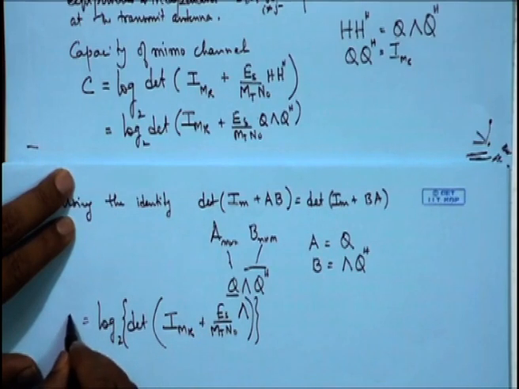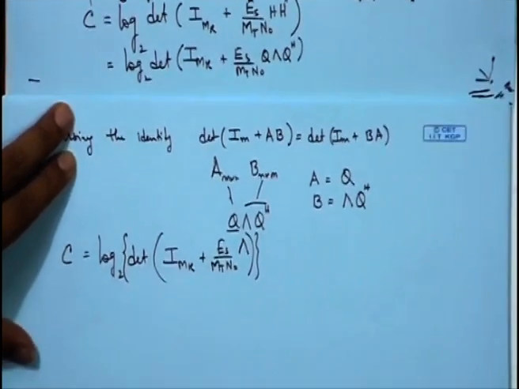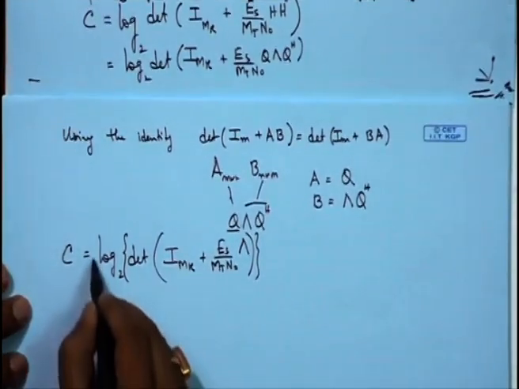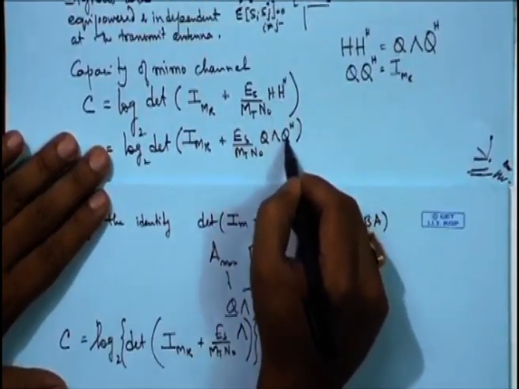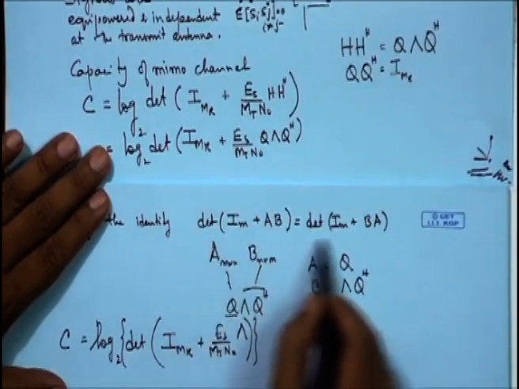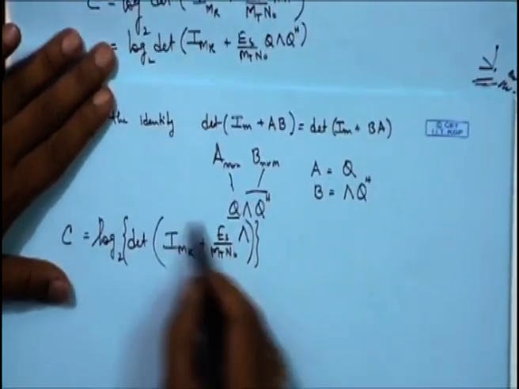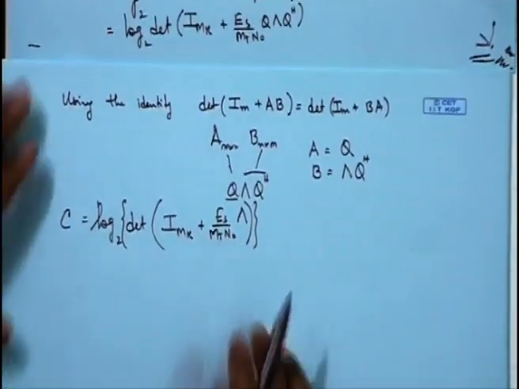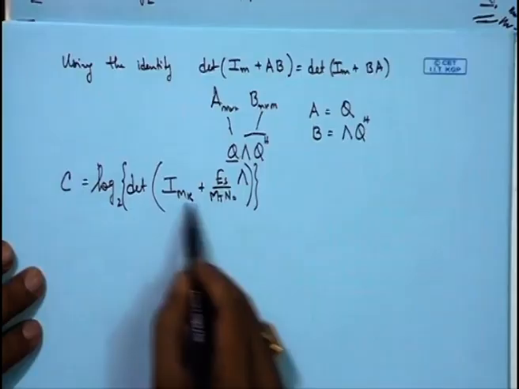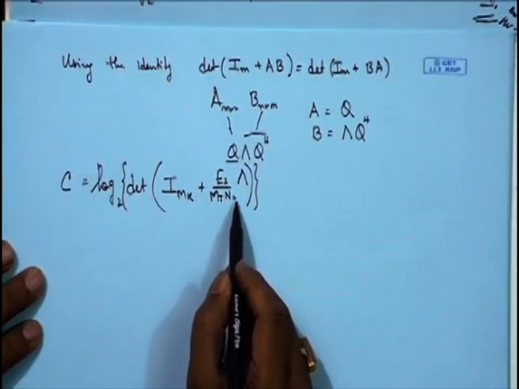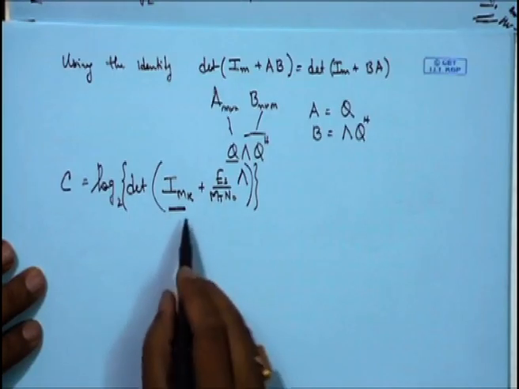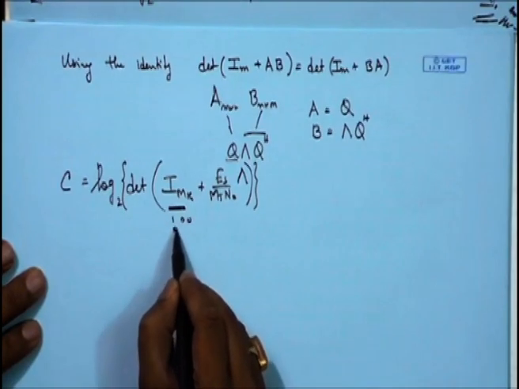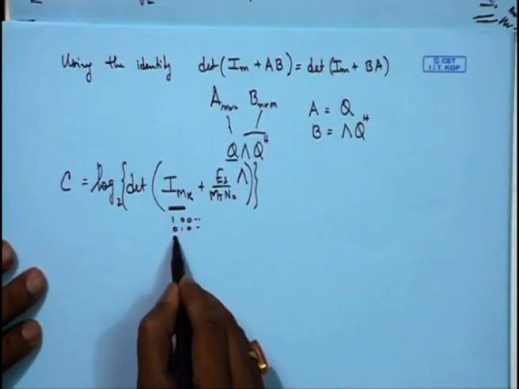log base 2 as the expression of capacity. So this is the new expression of capacity. This is nothing but from H Hermitian we have taken this factorization, used an identity, and modified it in this form. So now when we focus on this particular expression, what do we see? This is a diagonal matrix, 1 0 0, 0 1 0 and so on.